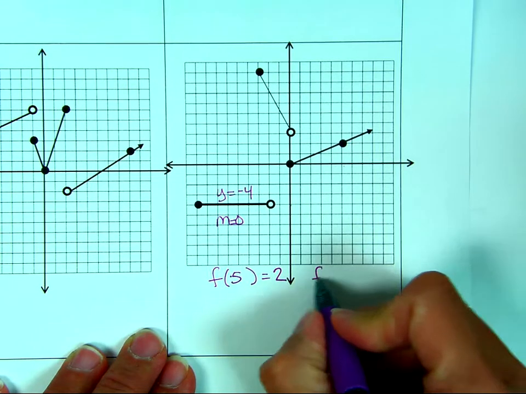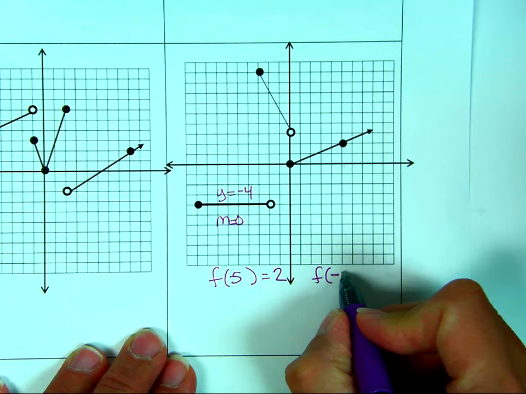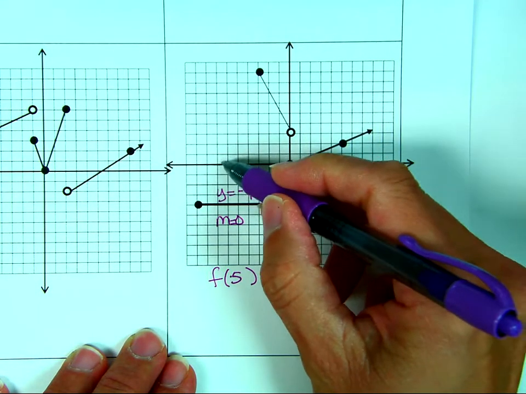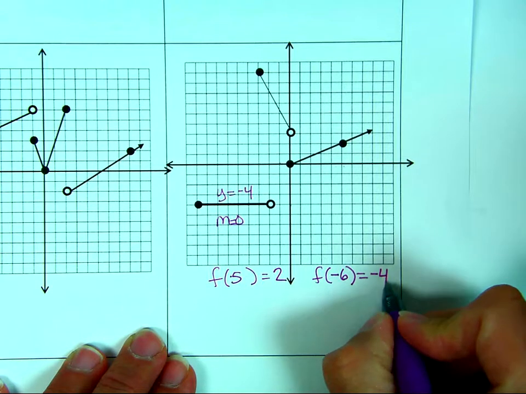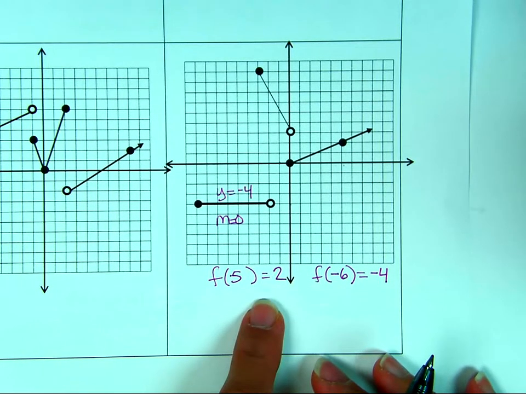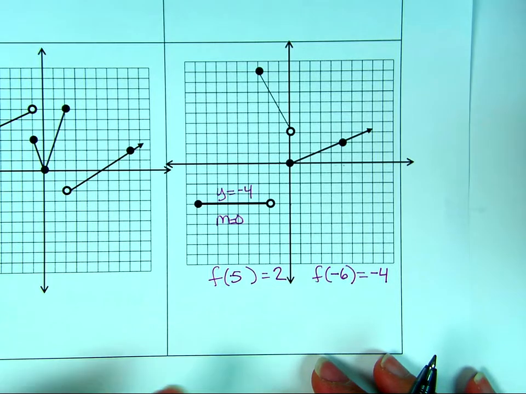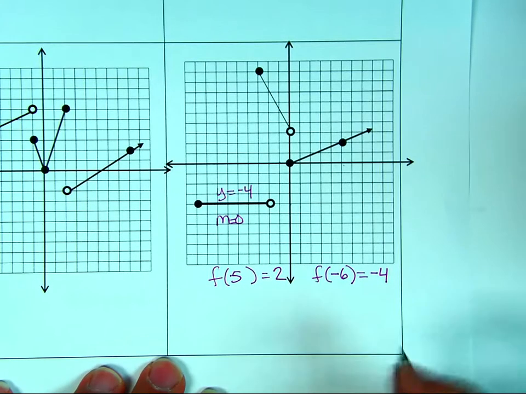I could also say, what is the value of the function when x equals -6? So then I would go over 1, 2, 3, 4, 5, 6. I would go down, and I would say, oh, the value of the function is -4. So the value of the function in a piecewise function, you have to actually find which of the rules that they're talking about depending on your x.